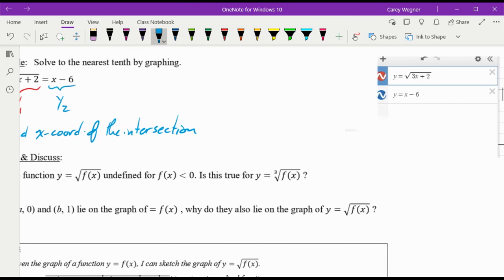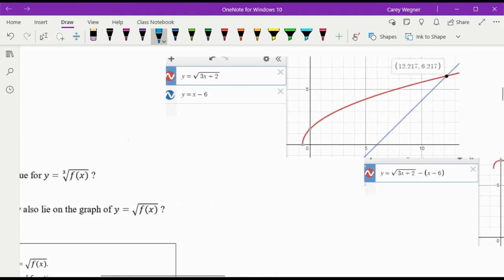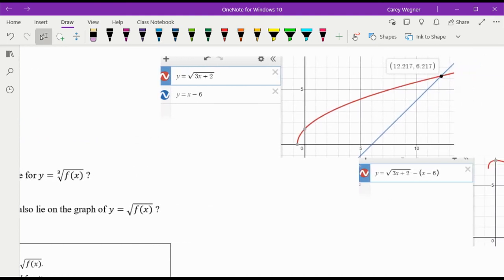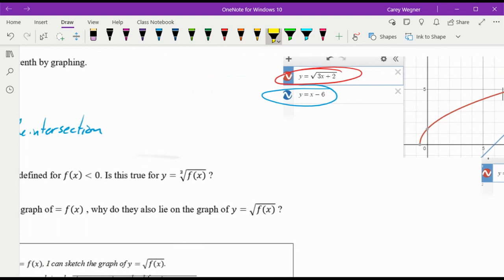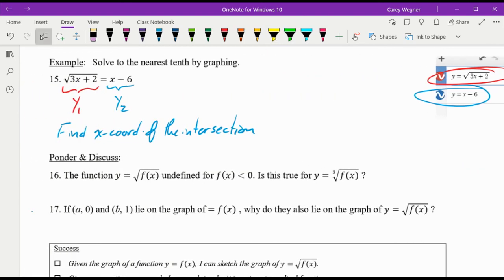So here, you got a glimpse of it earlier on this graph. As you look at this graph, you can see that I've graphed, there's my y1, the left side, there's my y2, the right side, and when I look at the intersection point, here's what I get. My x-coordinate is 12.2. So my solution here for this question is x is approximately equal to 12.2, and that's to the nearest tenth. So there's my solution.